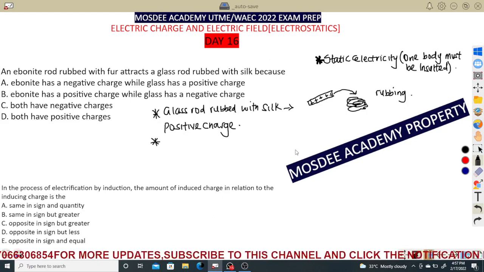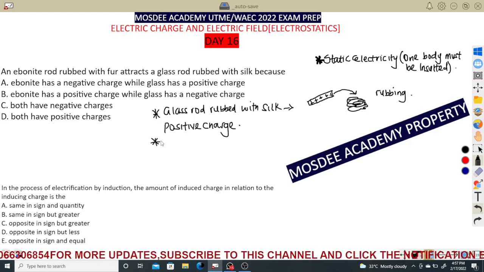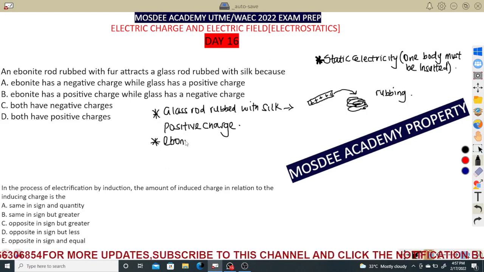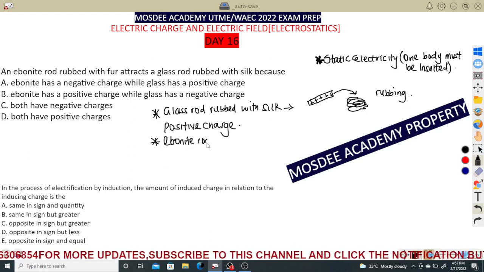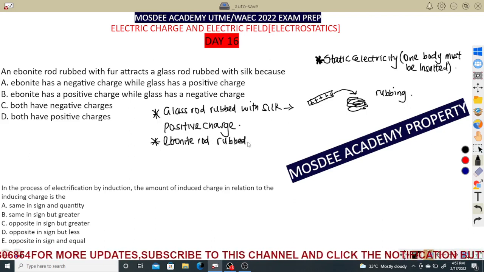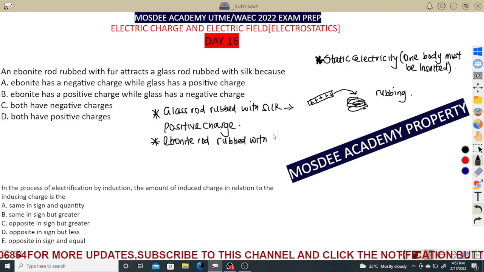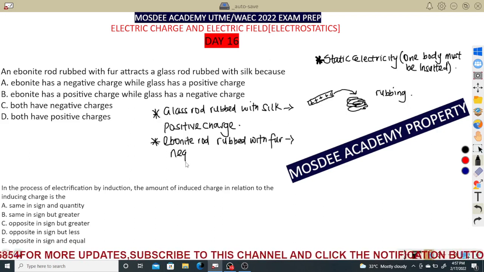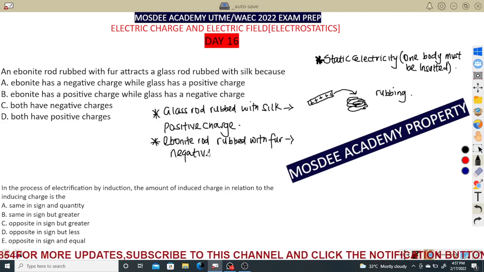The second one is an ebonite rod rubbed with fur. We give you a negative charge. Quick concept, that is what we are doing.